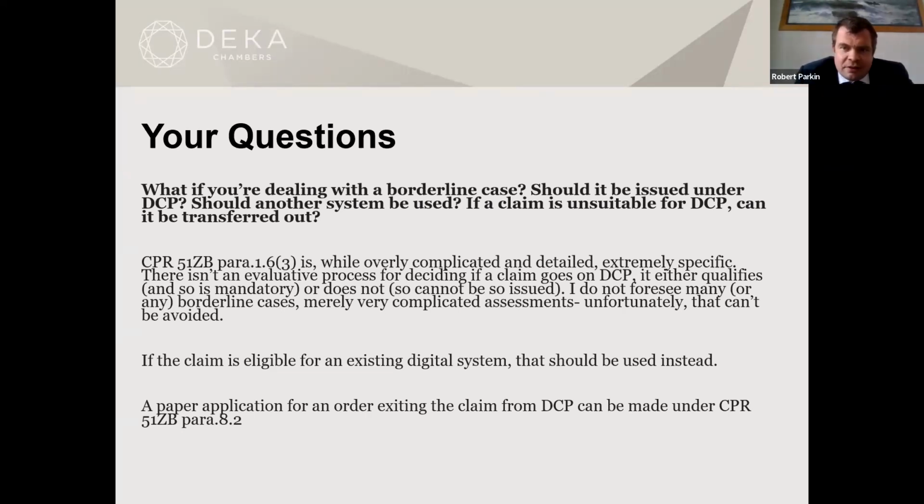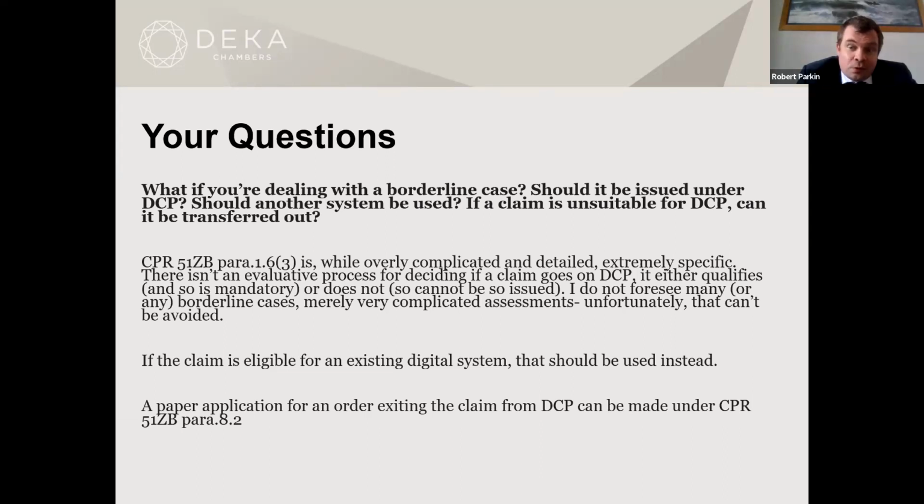In my view, a claim either qualifies, and so it's mandatory to use DCP, or it doesn't, and so it's forbidden to use DCP. There's a difference, in my view, between a system which is complicated and a system which is ambiguous, and this, in my view, falls squarely towards the former. I don't see many borderline cases. There might not be any borderline cases, but there will be very complicated assessments. I'm afraid that's all I can really say to that. It can't really be avoided.